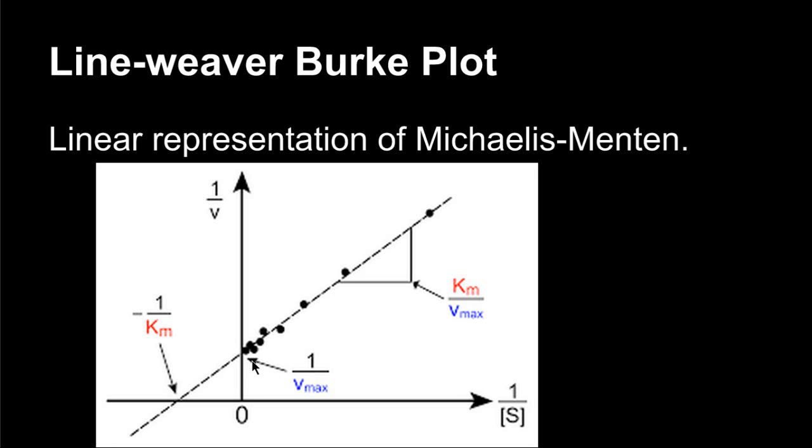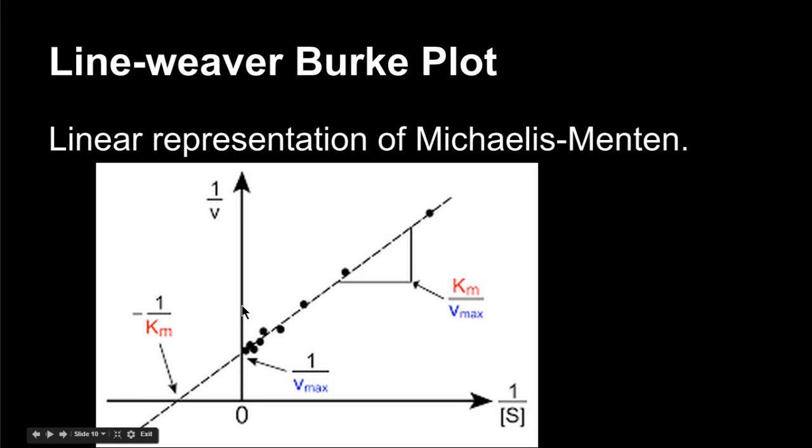Conversely, if I wanted to know what Km was, the Km of my reaction, I would just find the x-intercept in this case and set that number equal to 1 over Km. If that was a negative number, I just set it equal to negative 1 over Km, and I would be able to solve and figure out what my Km would be. So the x-intercept is negative 1 over Km, the y-intercept is 1 over Vmax.